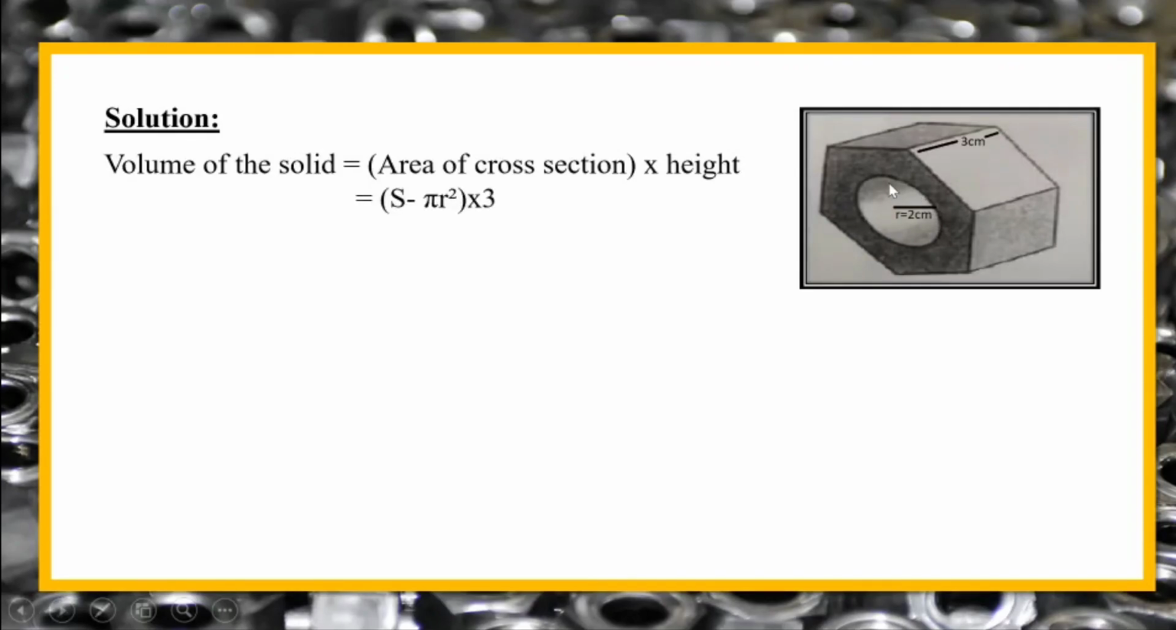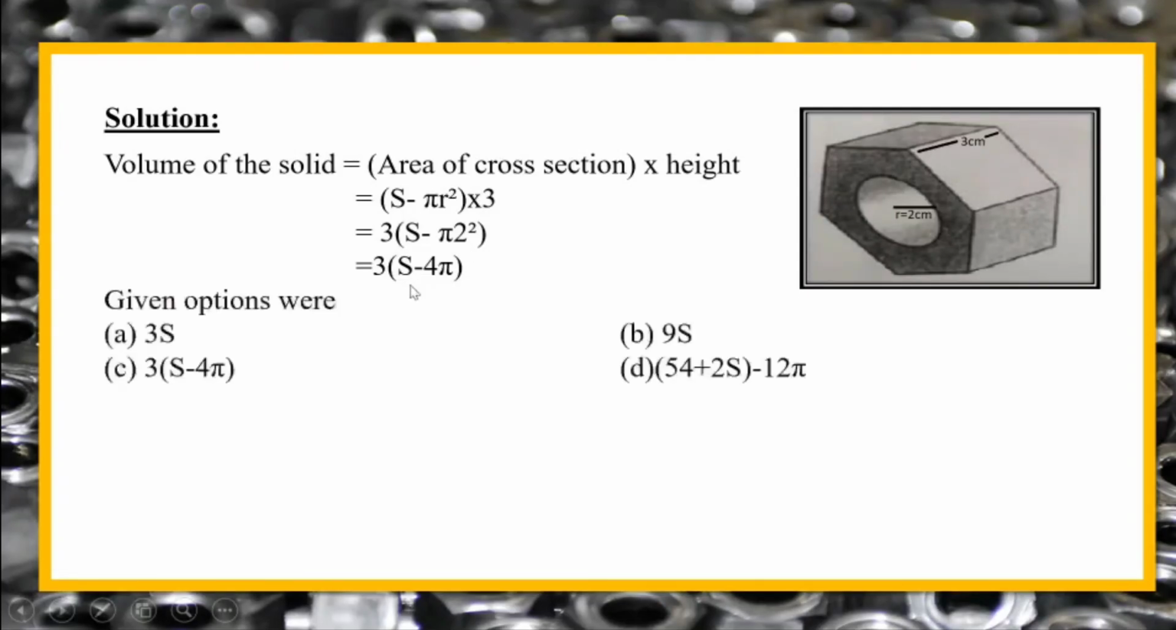Area of the hexagon is given to us as S. S minus pi r square becomes the area of the cross section, multiplied by its height, which is 3. So I get the answer as 3 into S minus pi into 2 square, which is equal to 3 into S minus 4 pi. So the options given to me were these. Out of these, option C is the correct option. I can safely take C as the correct answer. So C, that is thrice of S minus 4 pi, is the correct option.